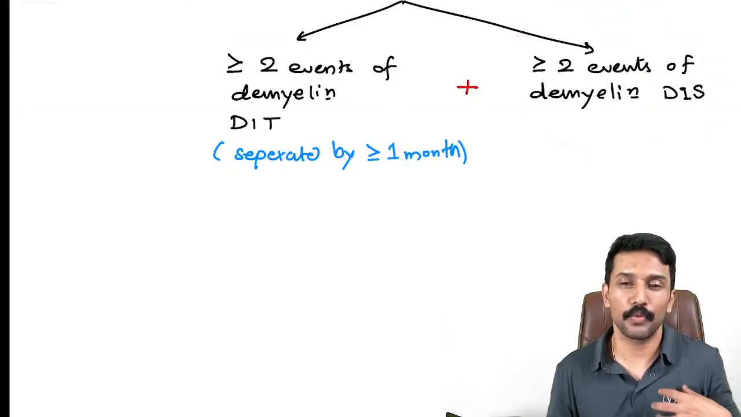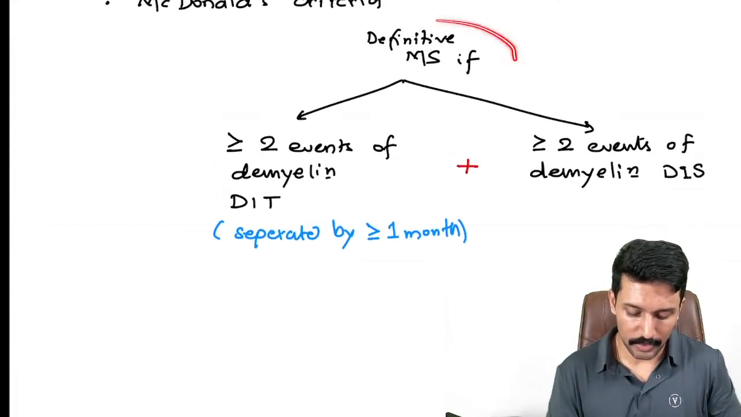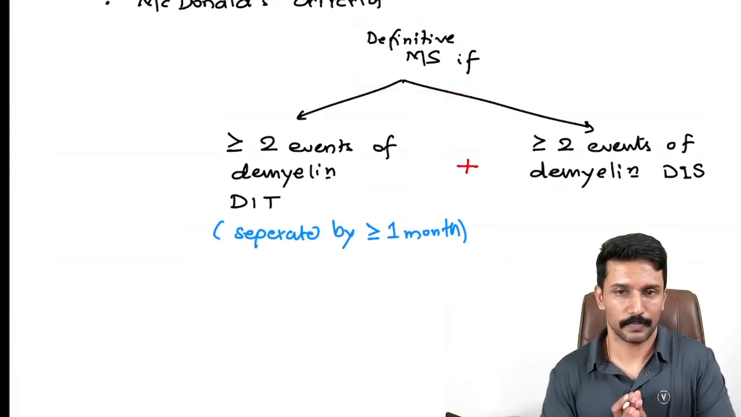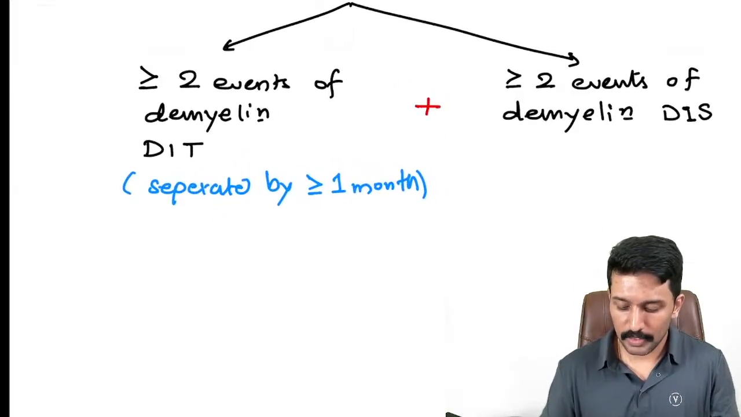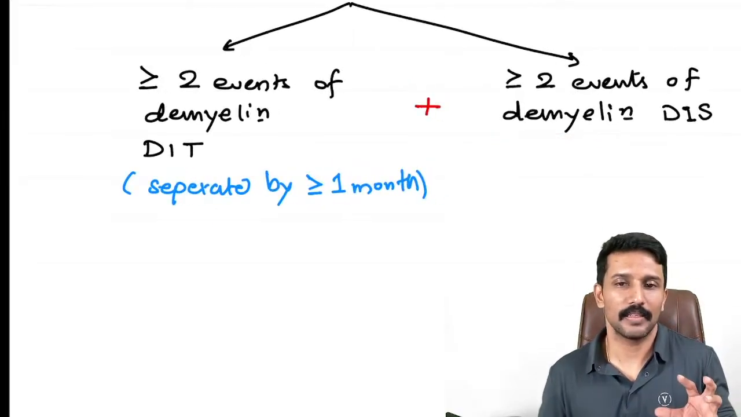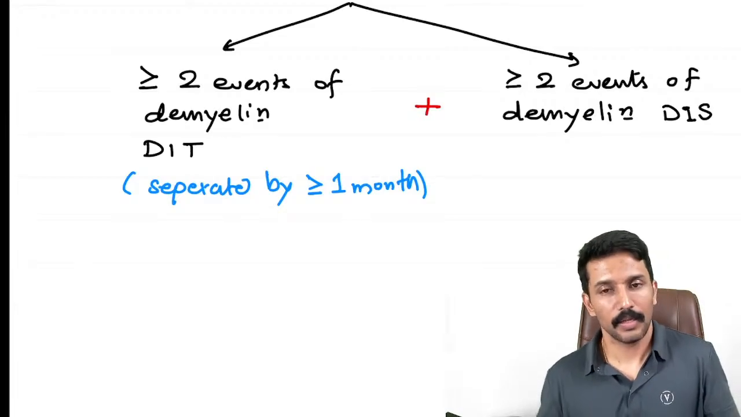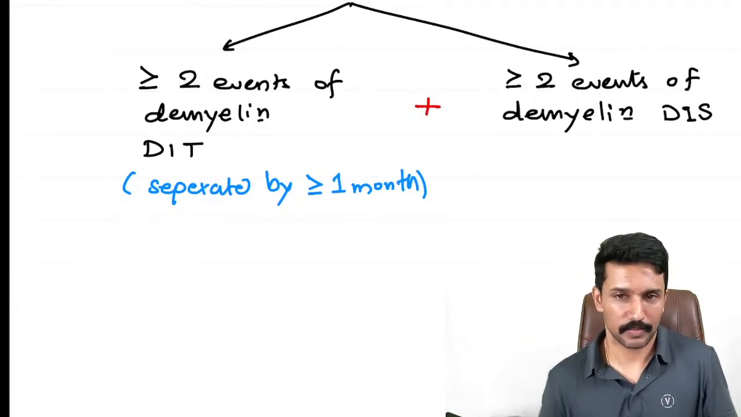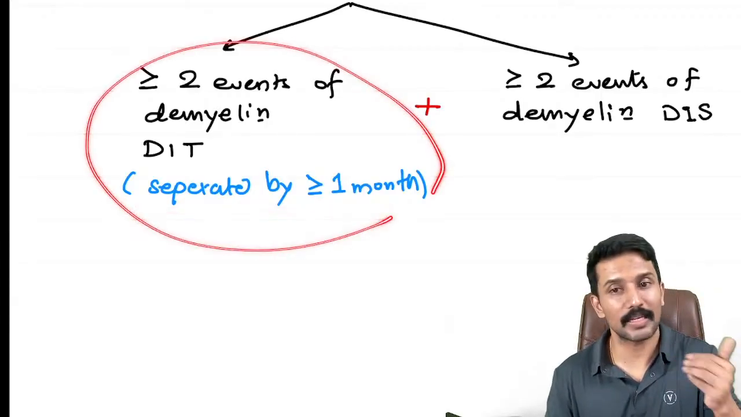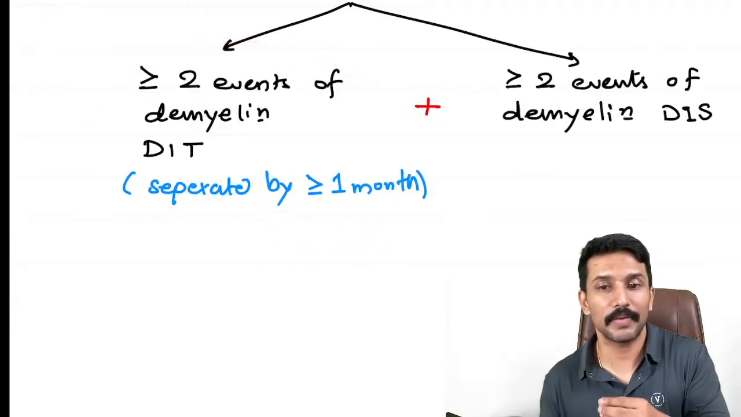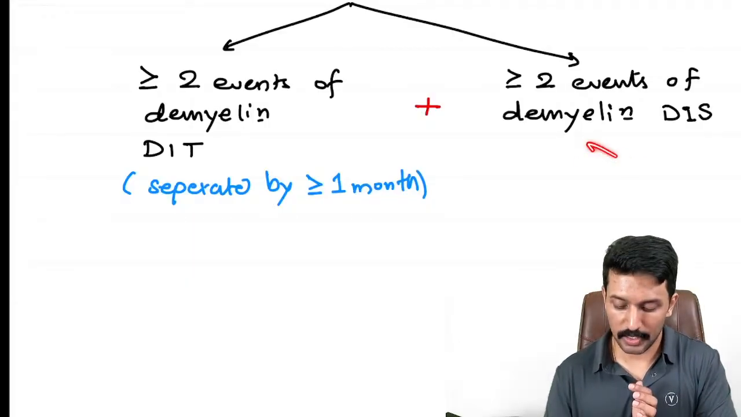These patients I don't have to investigate in detail. On clinical grounds itself, I will call it definitive multiple sclerosis. If you have to diagnose on clinical grounds, and if any of these criteria are not met, let us say in Jan I had cerebellar symptoms. In March again I have cerebellar symptoms. 2 events, they are separated by more than 1 month, so dissemination in time is satisfied. But it does not satisfy dissemination in space because Jan also cerebellum, March also cerebellum. So this criteria is not satisfied.